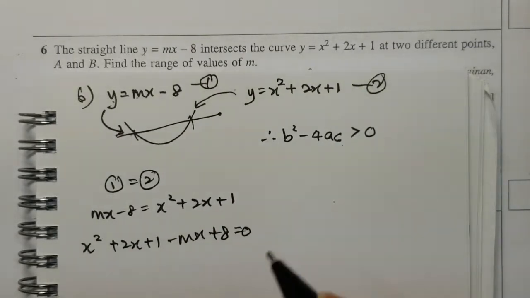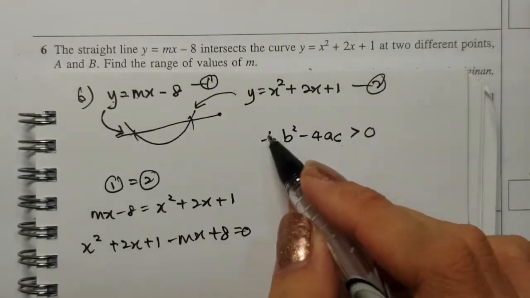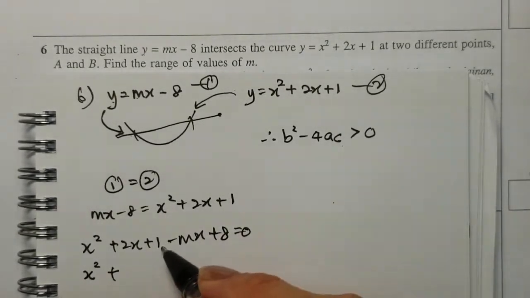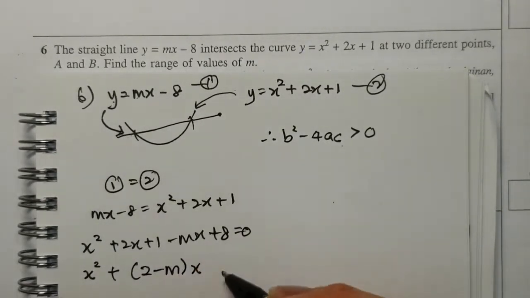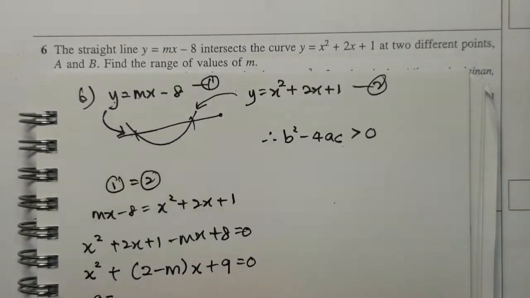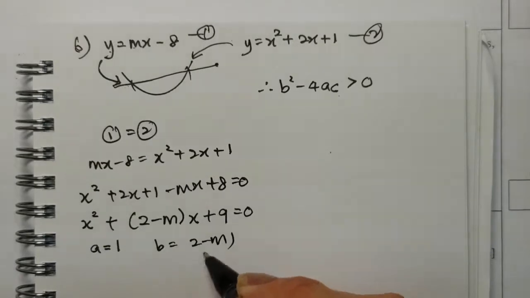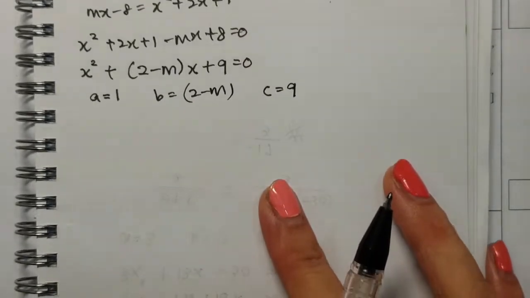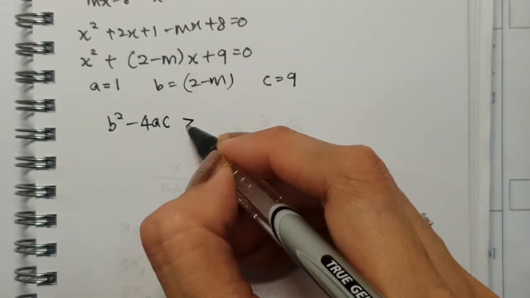We are trying to write in the ax squared plus bx plus c format. Then only we can identify our ABC. So over here, we will have x squared and group the coefficient of x. That will be 2 minus m x, 1 plus 8. So we have plus 9. So from here, our A is 1. B is 2 minus m. C is 9.